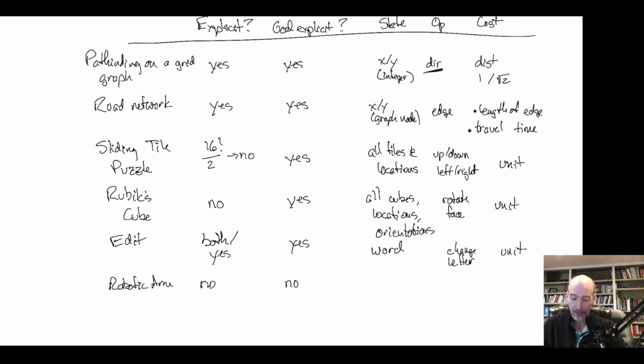So the state would be the arm configuration. An operator would be movement of a joint. And the cost could be many different things. We might say unit cost for operations, but it might be much more complex depending on the low-level dynamics of the motors that are running the arm and things like that. So this could be very dynamic.